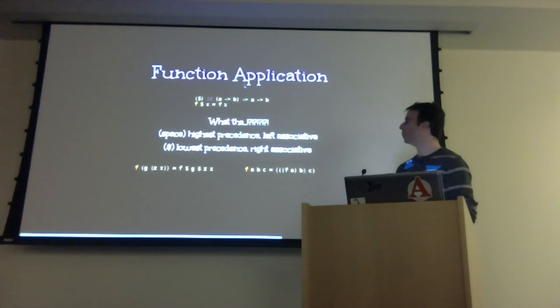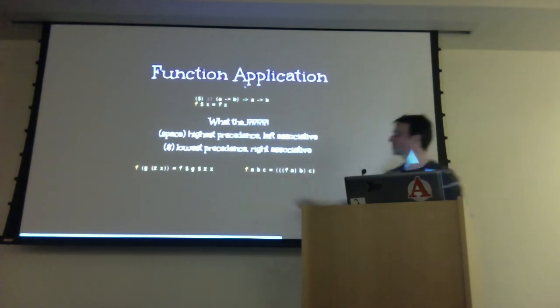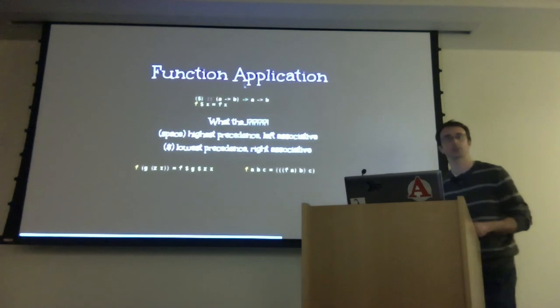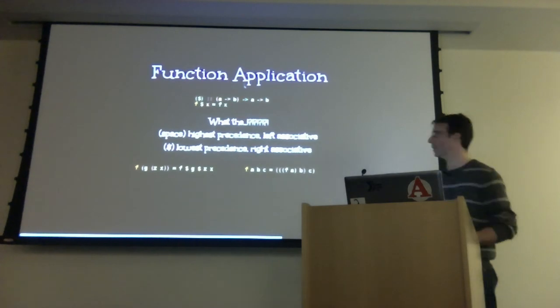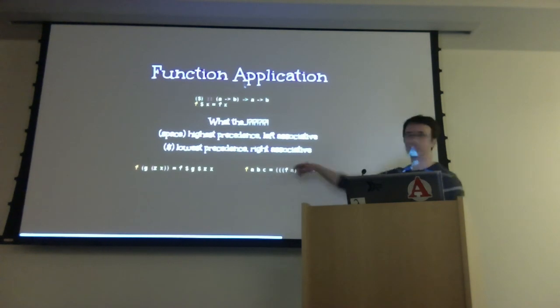If you have functions f, g, and z, and you want to apply them to x, you can do f dollar g dollar z dollar x. That's the reason I showed this. Whereas f a b c applies a to f, and then b, and then c.